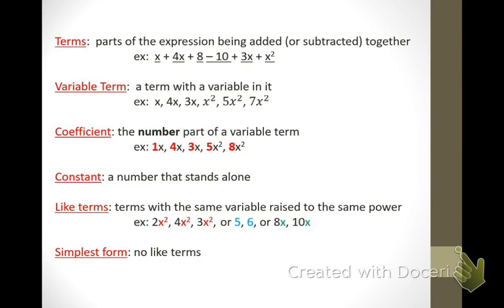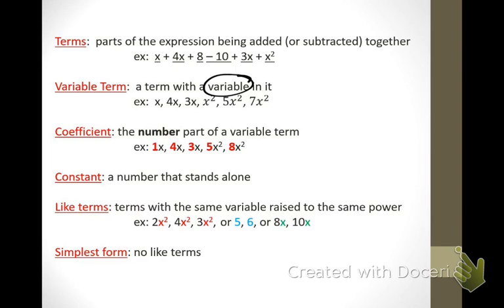Next up, a variable term. Read to me what a variable term is. A term with a variable in it. Okay, a term with a variable in it. Do you guys know what a variable is? What is it? A number with the letter in it. A variable is a letter.